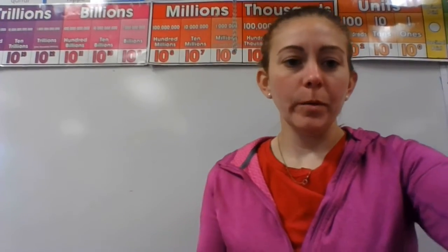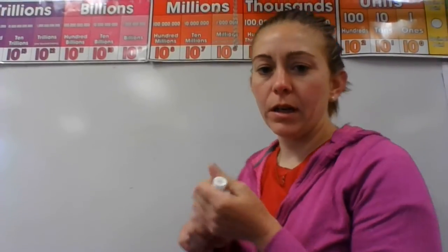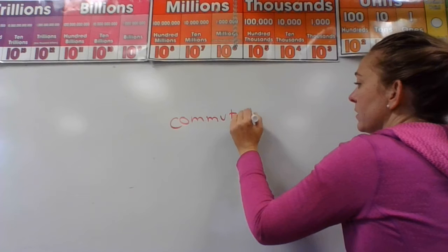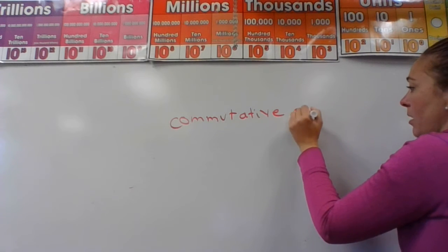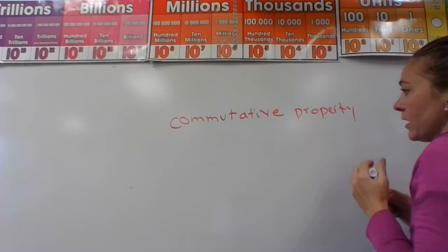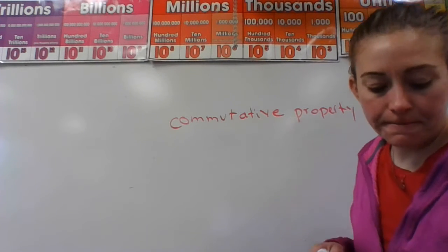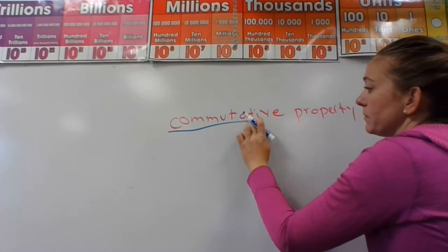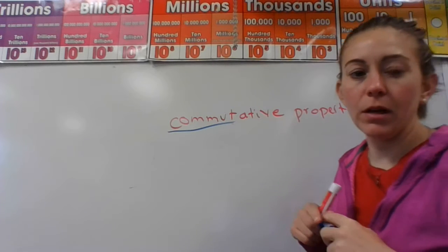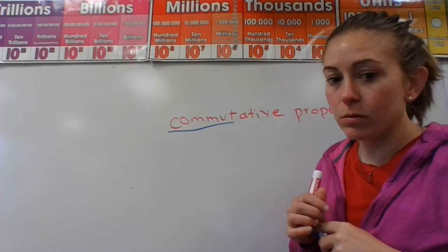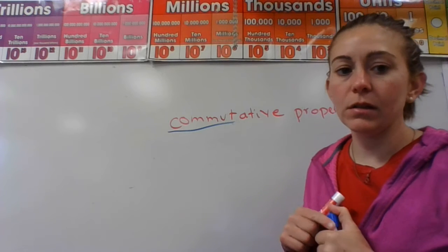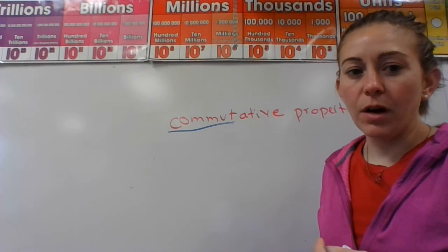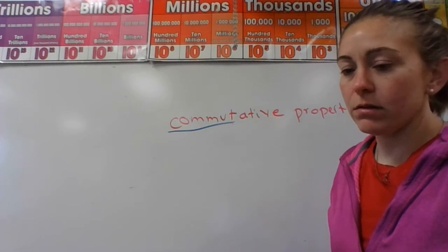All right, today we'll be talking about the commutative property. Here, let me write that for you. Commutative property. This is a property of math, and if we look at commutative, it has "commute" in it. A lot of you might have heard your parents talking about having to commute to work. Commute means to travel or to move. So the commutative property is a property in math that talks about moving numbers around.